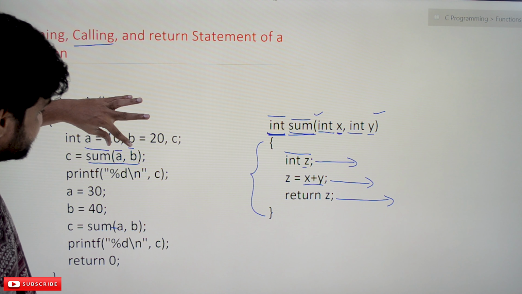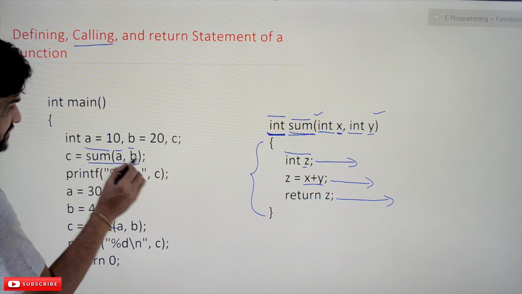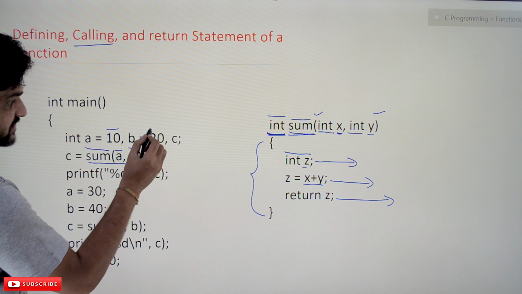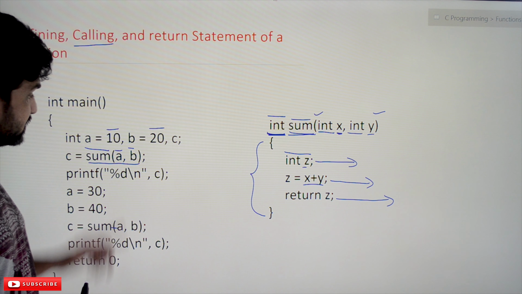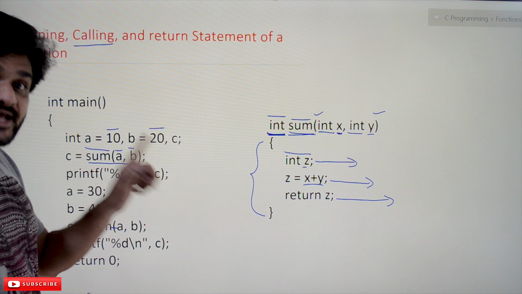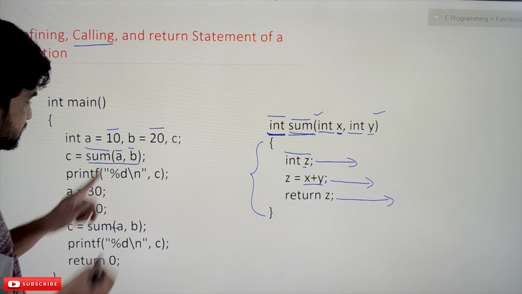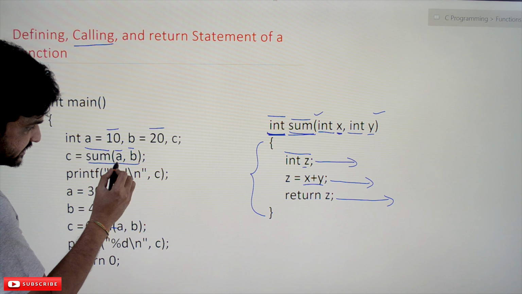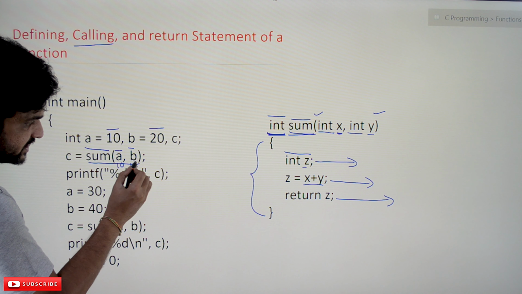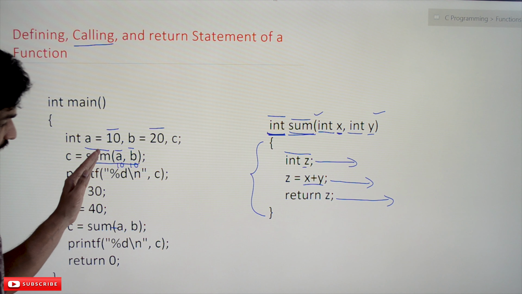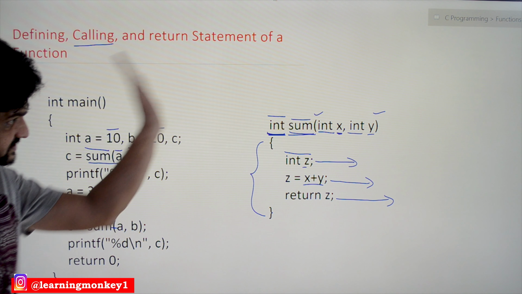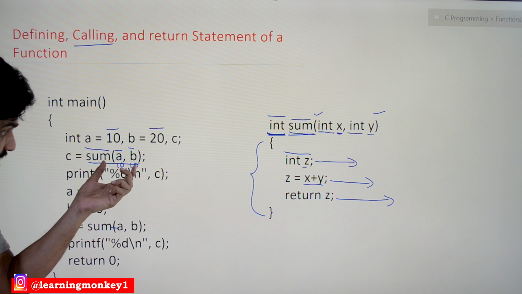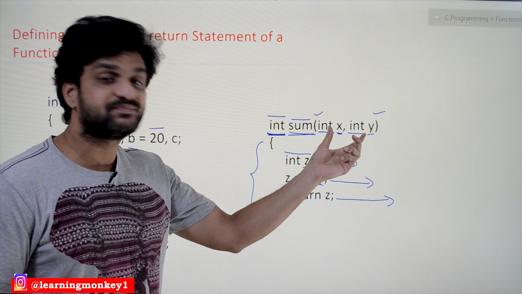So what is the value of a and b in this function? In this main function, the values of a and b are 10 and 20. Whenever this function call is made, these arguments will get assigned to these parameter values.